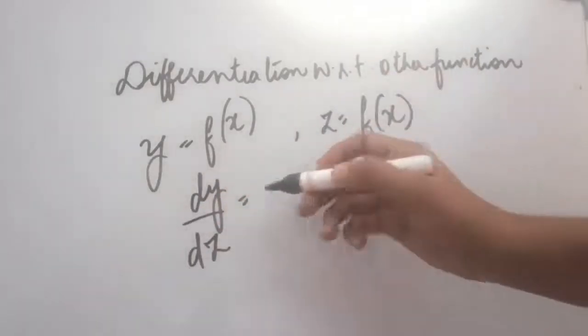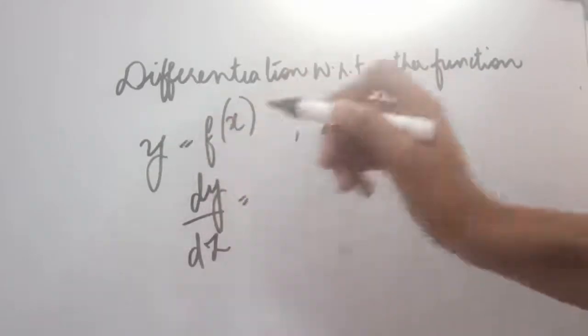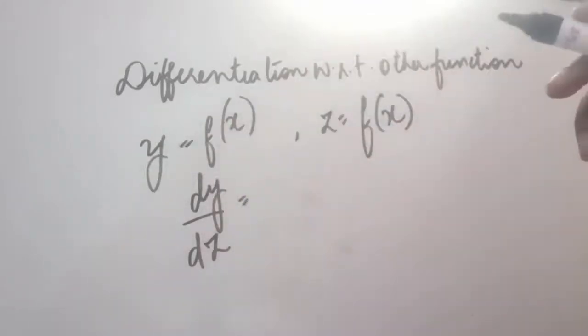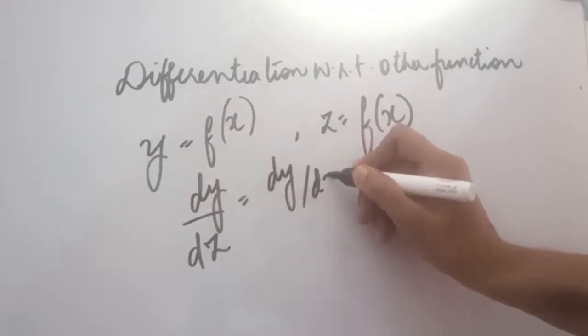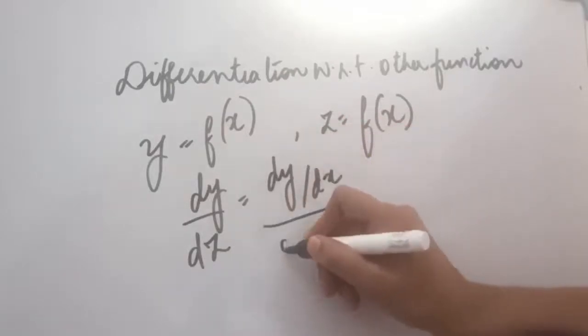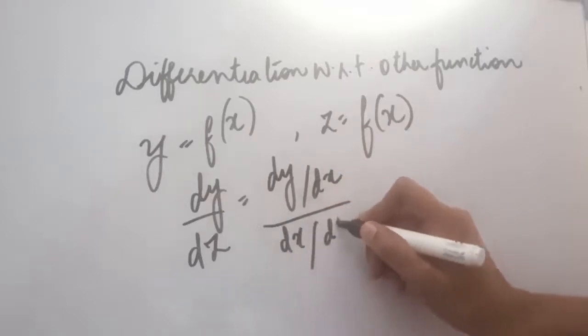Answer you have to give in the form of dy upon dz because these are the two functions and x is common for them. The formula will be dy upon dx divided by dz upon dx.